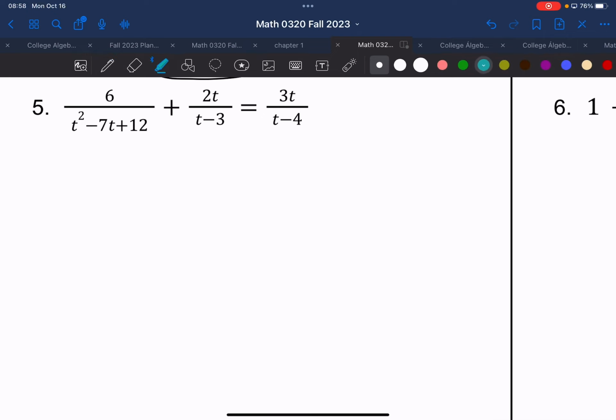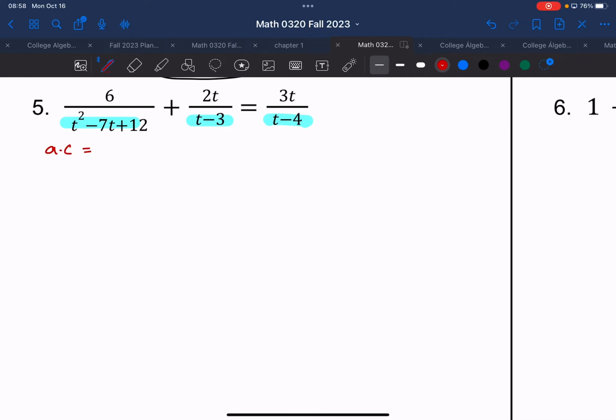Okay, now we have number 5. So I'm looking at all my denominators. And I need to get a common denominator. But notice how my first denominator is in terms of a quadratic equation. So if I have a quadratic equation in one of my denominators, that should tell us right away that we need to do what? That we need to factor. So looking at this quadratic equation, which method are we going to factor by? The AC method.